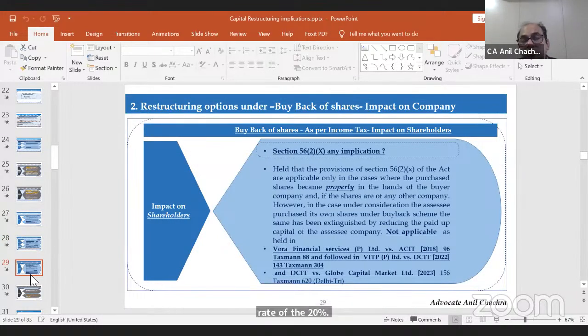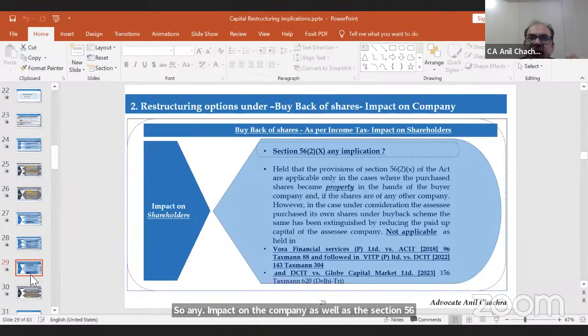Now we are discussing the tax implication on the company side. Is there any impact on the company as far as Section 56(2)(x) is concerned? We say that any consideration or property which becomes the property of the buyer, which I am getting for less than the fair market value, will be treated as income from other sources. Now the question is, I am buying back my shares as a company. Would Section 56(2)(x) apply to a buyback of shares? There are a couple of judgments which define that.